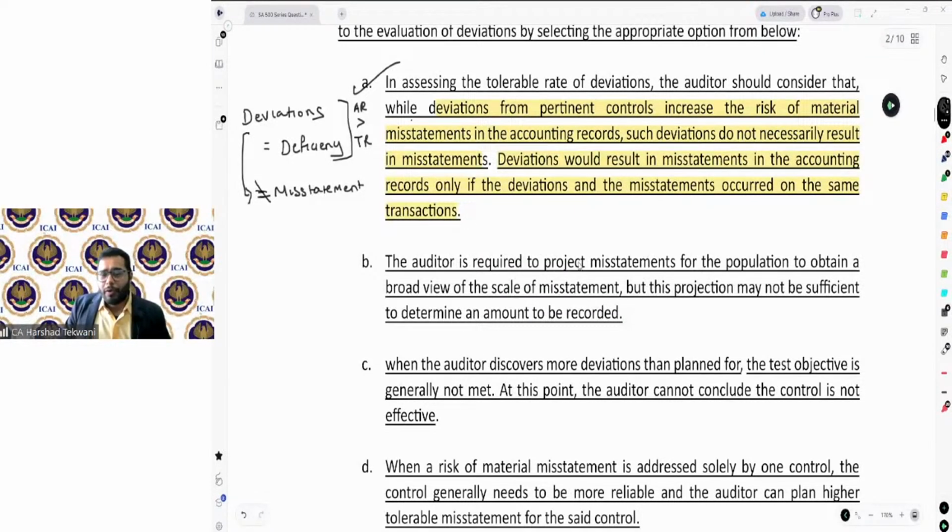Second, the auditor is required to project misstatement for the population to obtain a broad view of the scale of misstatement. We are not talking about projection here. Plus, in the control, there is no projection. That is not correct.